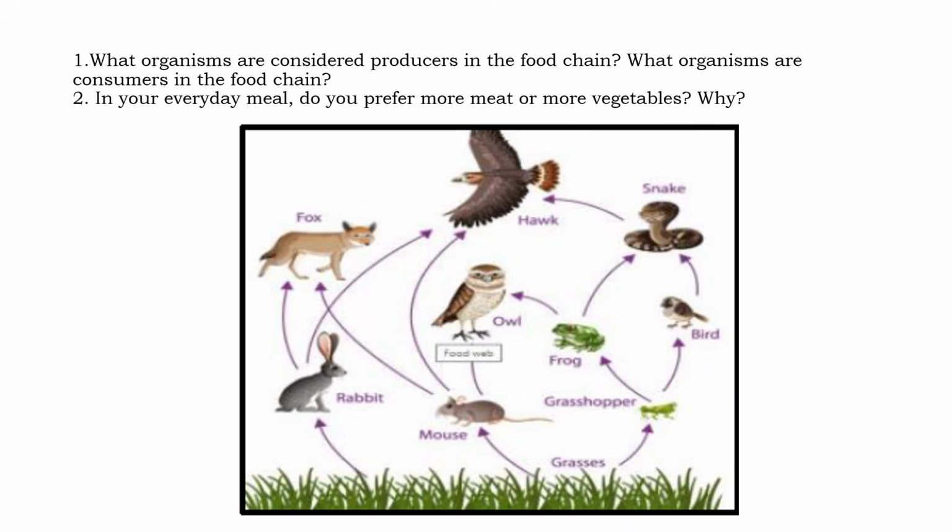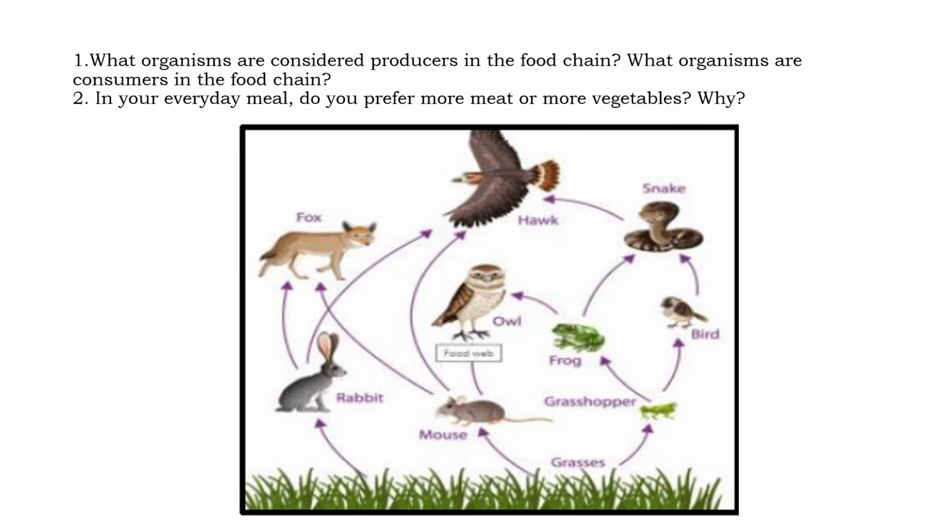So why are food webs important? They show the balance of nature. If one organism disappears, it can affect all the others. For example, if grasshoppers die out, frogs and birds will lose food. This can disturb the whole ecosystem.